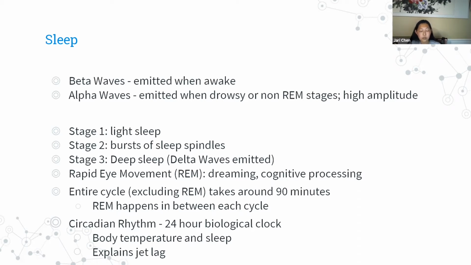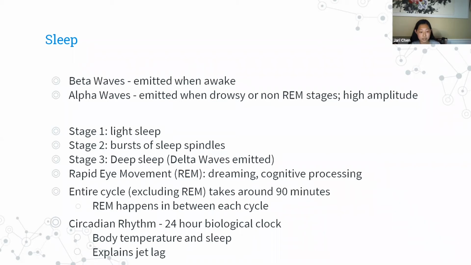So if you would like to get the best amount of sleep for the least amount of time, you can probably find an interval of time with 90-minute cycles. But between each of these cycles, there is REM sleep. REM sleep is where you're dreaming as well as processing all the things that happened in your day. So this is where cognitive processing happens. This happens in between each cycle.